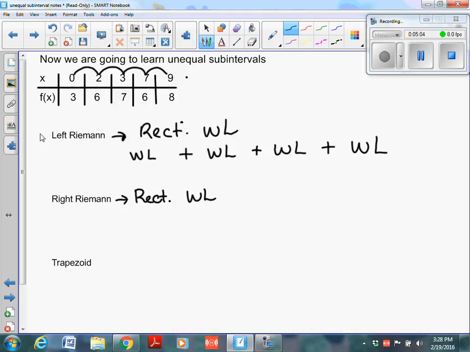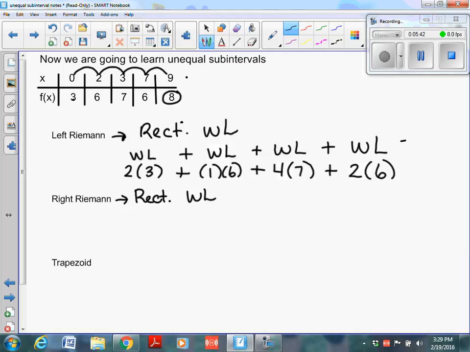The widths are 2. 0 to 2 is 2. The lengths, if we're doing the left one, we take the 3 plus the next width is between 2 and 3, which is 1, and then the next number you pick is a 6 plus the next width is 4, and the number next to the 6 is 7 plus the next width is 2, and the last length you pick is 6. This number 8 does not get used because you're doing the left Riemann sum. And the answer to that one, if you add that all up, adds up to 52.